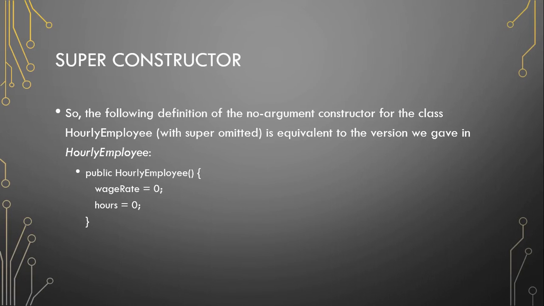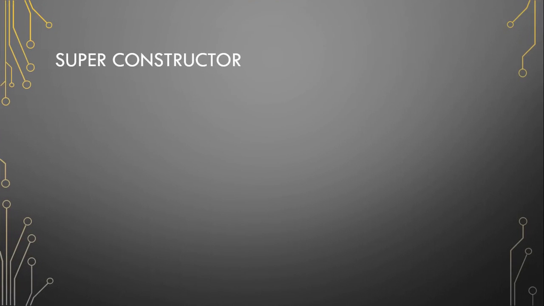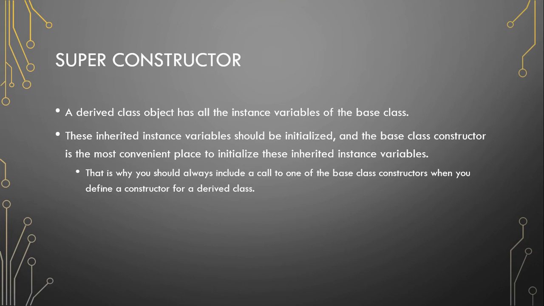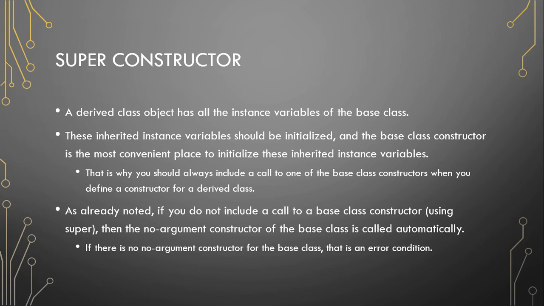So the following definition of the no-arg constructor for the class HourlyEmployee with super omitted is equivalent to the version we gave in HourlyEmployee. public HourlyEmployee() { wageRate = 0; hours = 0; } A derived class object has all the instance variables of the base class. These inherited instance variables should be initialized, and the base class constructor is the most convenient place to initialize these inherited instance variables. That's why you should always include a call to one of the base class constructors when you define a constructor for a derived class.